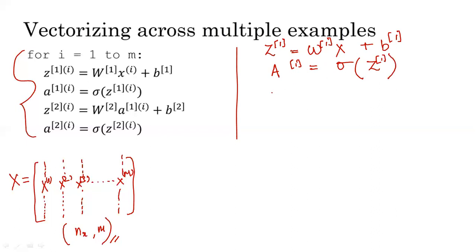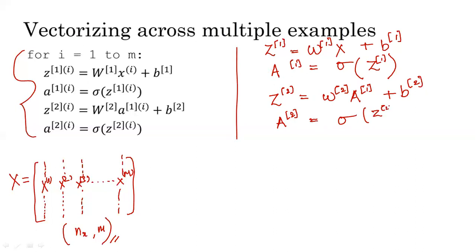Okay, and similarly I need to write this for z2 and a2, that is corresponding to the second layer also. So I'll write z2 equal to w2, now instead of writing x, this a1 would be applied as an input here, plus b2. And my final activation function a2 would be equal to sigmoid of z2. Okay, I hope this much has been clearly understood.